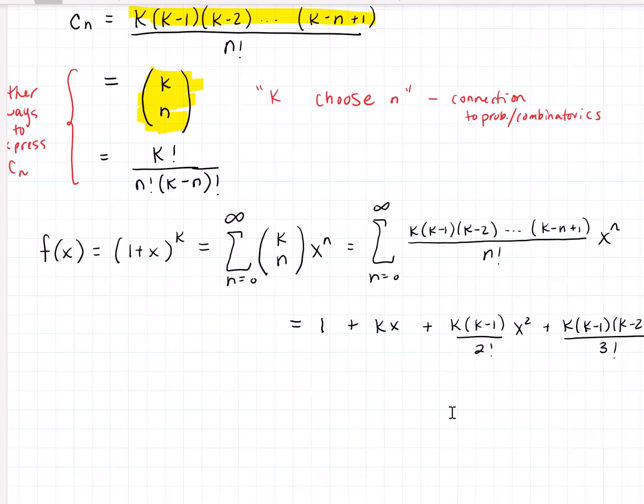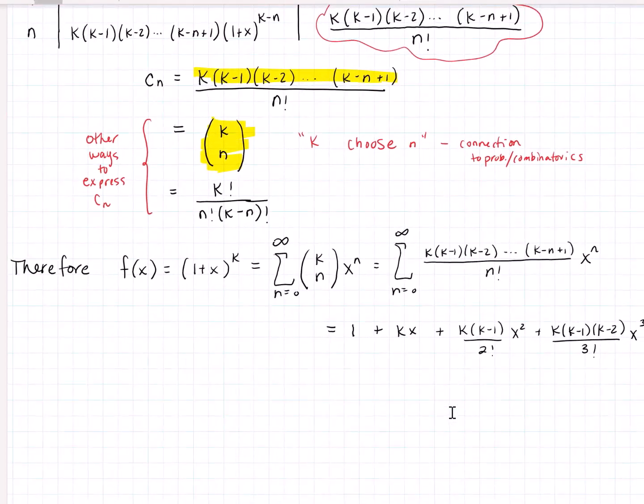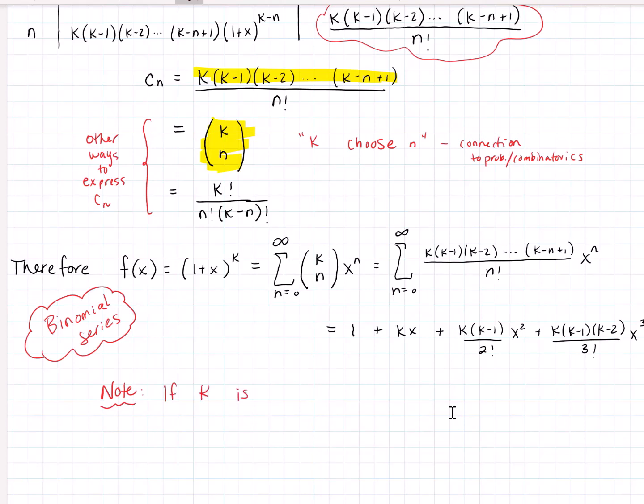Okay, this is what we call our binomial series, and we're going to add this to our useful set of series in just a second. So this is what we call the binomial series. And I just want to mention here for a second, let's make a note on this one. If k is a positive integer, this becomes a finite sum.